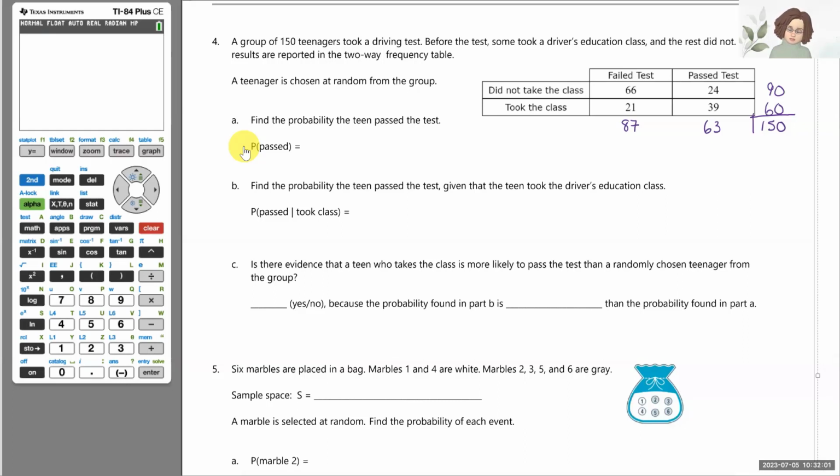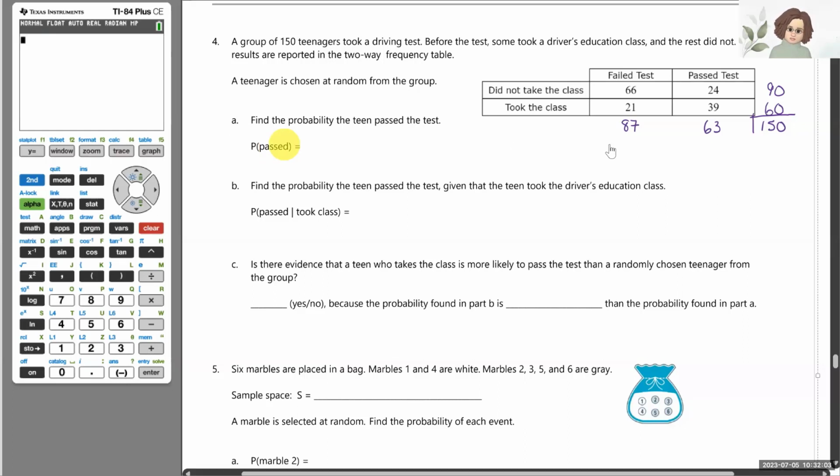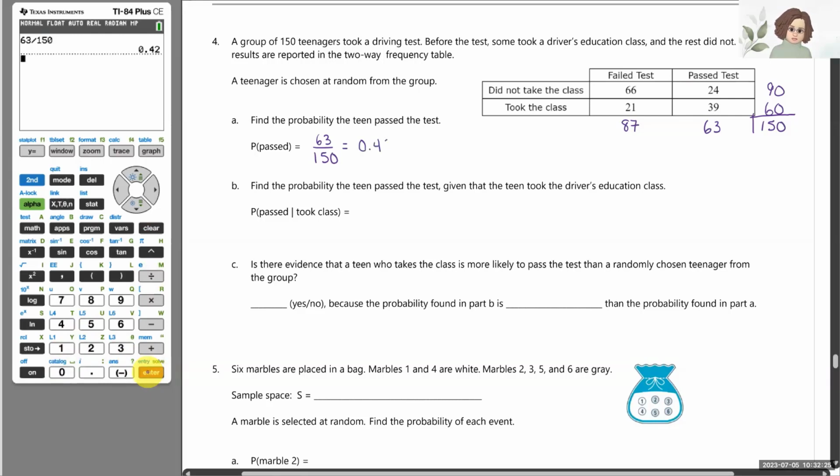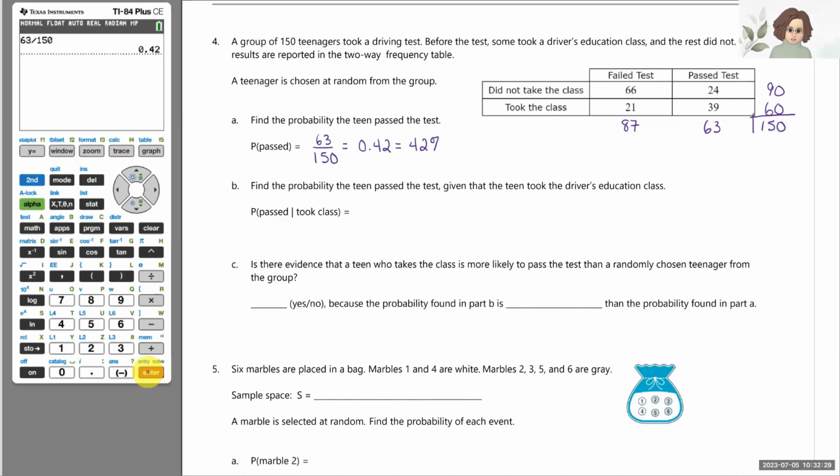So I'm just going to go straight to the answer here. Out of those 150, the number that passed their test, 63. So 63 out of 150 passed their driving test. And I'm going to go ahead and write that as a decimal and a percent because we'll do some comparing coming up. So decimal 0.42 of them, and percent then 42% of them passed their driving test.